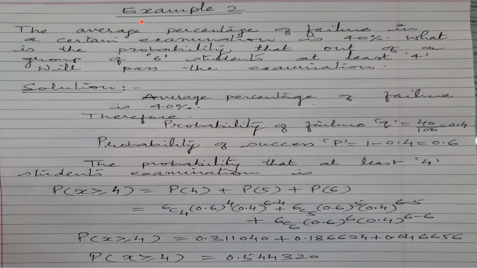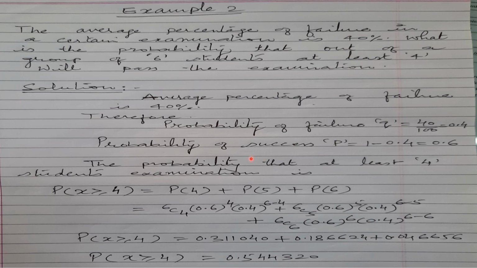Here we will go through one more example for the application part of the binomial distribution. Here you can go through the problem. The average percentage of failure in a certain examination is 40%. What is the probability that out of a group of 6 students, at least 4 will pass the examination? Means from a group of 6 students of this population, 4 will pass the examination. So here we can go for the solution part.